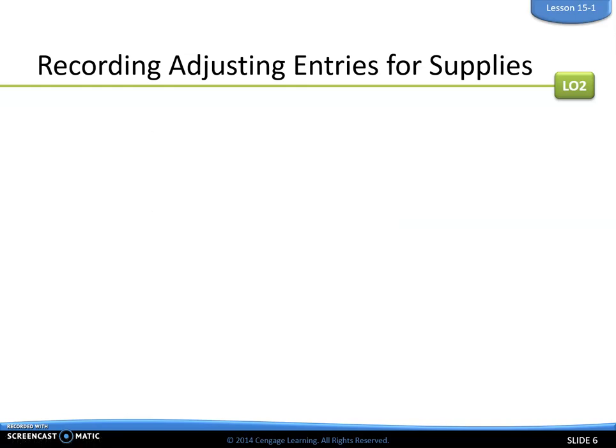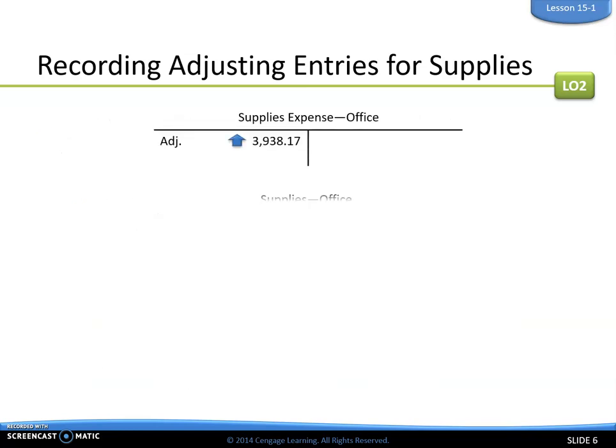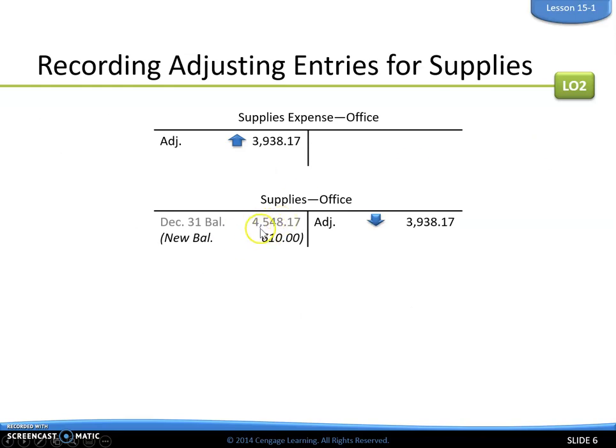My third question is, what must be done to correct that account balance? If I see that my account shows 4,548.17 and it should be 610, I know that I need to decrease this account by this amount. The way that I found this amount is I subtracted these two numbers, and I need to decrease that account by that amount.